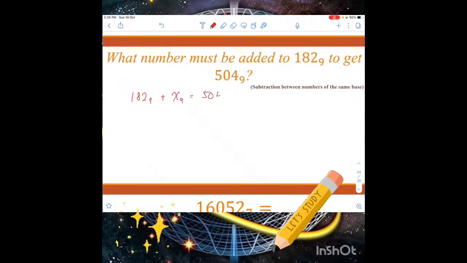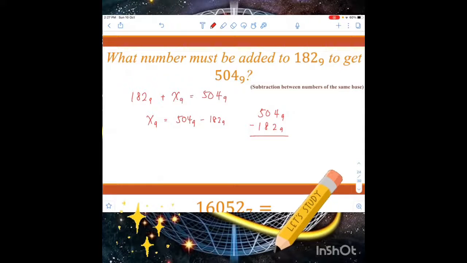It means 182 base 9 plus a number that is also of base 9, then we are getting 504 base 9. To solve this problem, we do it normally, like what we did for normal mathematics questions. To find the value of x in base 9 from this equation, we get the number in base 9 that must be added from 504 base 9 minus 182 base 9. That's the idea of the question. Now the next part is whether we can perform the subtraction of numbers of base 9. So we just put it together, 504 base 9 minus 182 base 9.